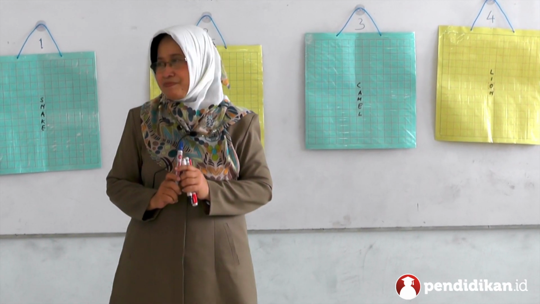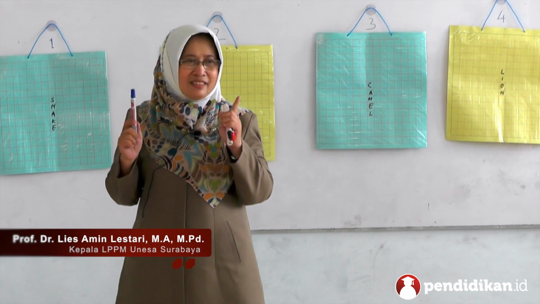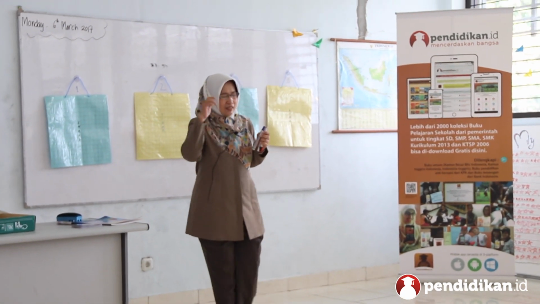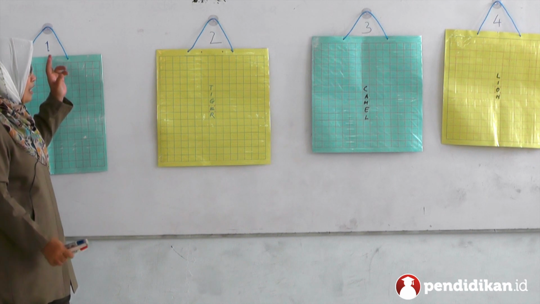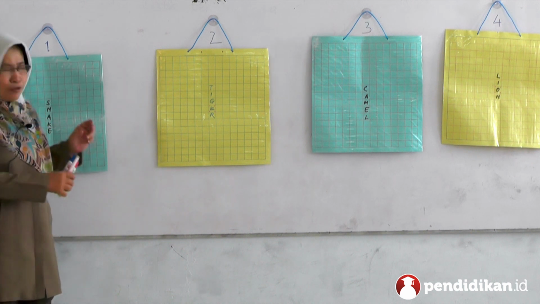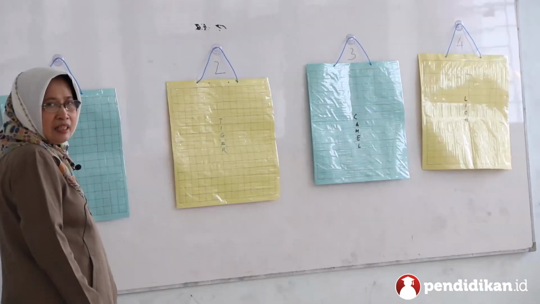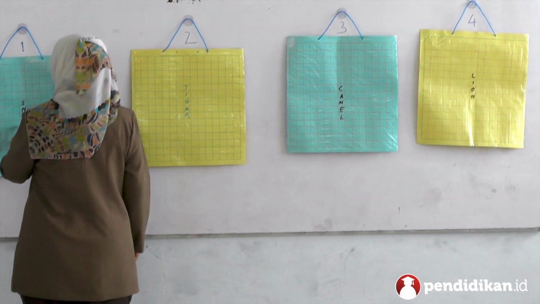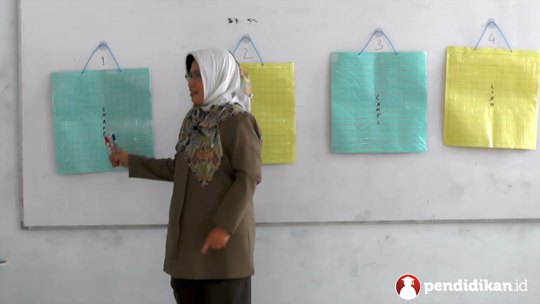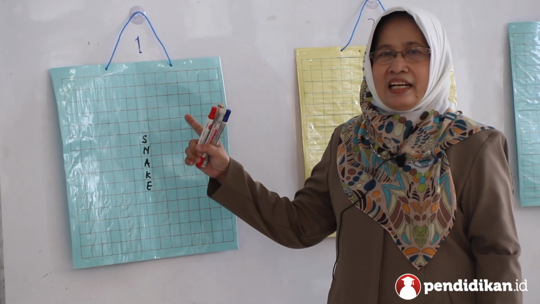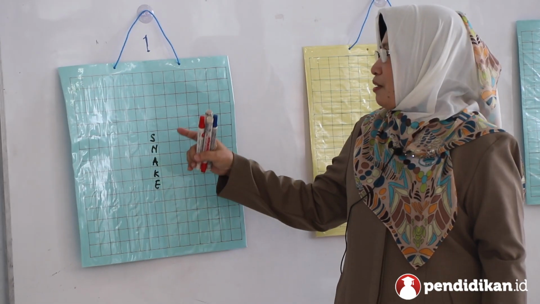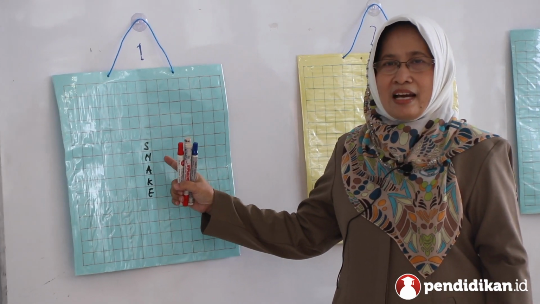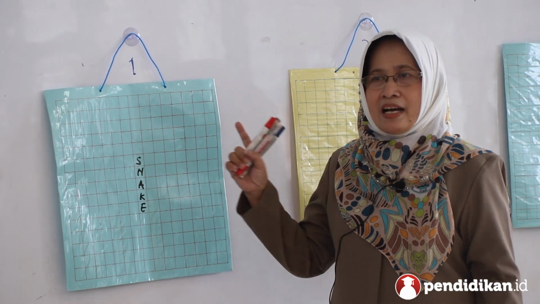Tetapi ada syaratnya. Syaratnya apa? You write the name of the animals which alphabet has been written here. Jadi anak-anak menuliskan nama binatang yang hurufnya sudah ada di sini. Oke. Jadi misalnya, S N A K E, snake. Group 1. Is there any animals which has A in the alphabet? Ada enggak binatang yang punya huruf A di alfabet yang kamu kenal?